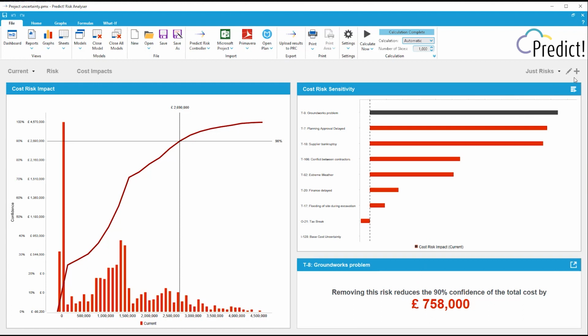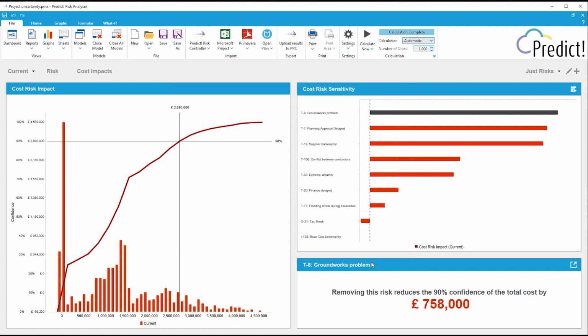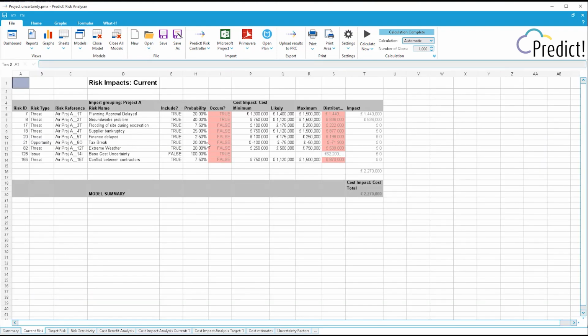Now, at a macro level, I could actually start creating some scenarios and turn on or off some of these particular risks. But I can also actually go in and look at the risks themselves and potentially do things like change the probability to see how that would impact things, or obviously the range of cost values as well.